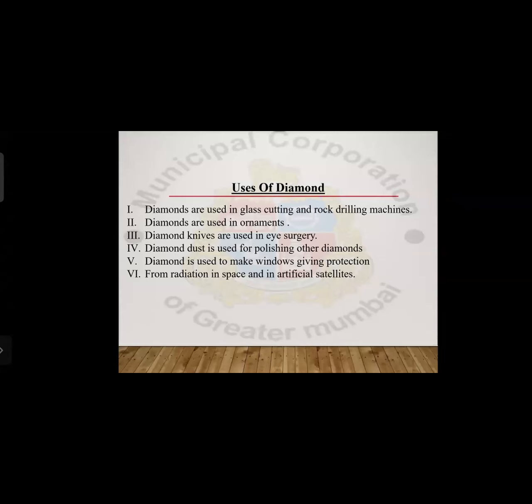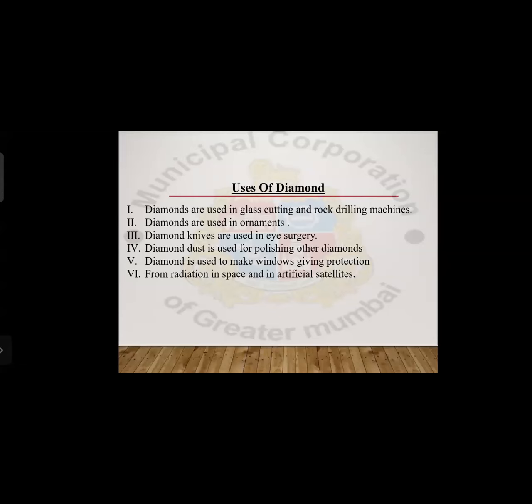Then the fifth one: diamond is used to make windows giving protection from radiation in space and in artificial satellites. We know about artificial satellites, like the one NASA is carrying out for Mission Mars. India has also carried out Mission Mangal. That was an artificial satellite, and its windows are prepared using diamond. So we can imagine how costly it would be to make the windows of artificial satellites through diamonds.